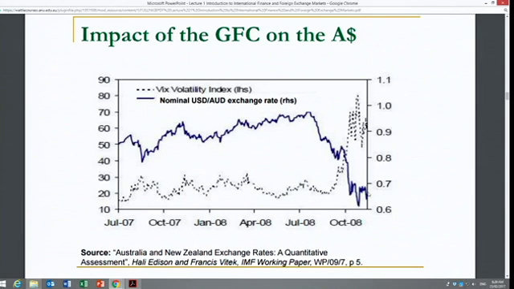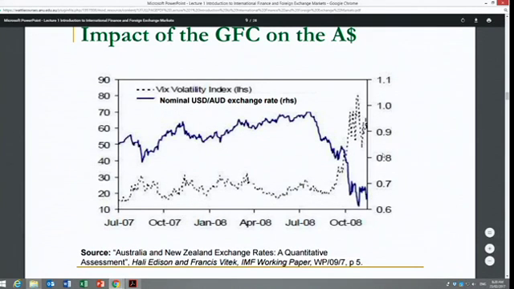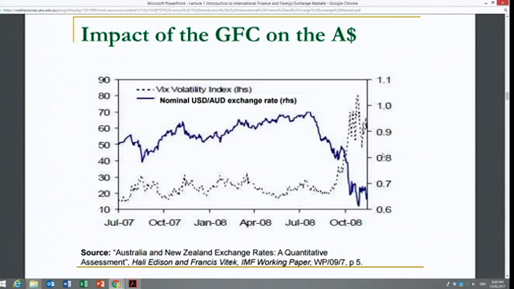And it seems to indicate that during the global financial crisis, US dollars are actually in greater demand. People are fleeing the Aussie dollar and parking their funds in US dollar denominated assets. The US dollar has actually increased in strength.